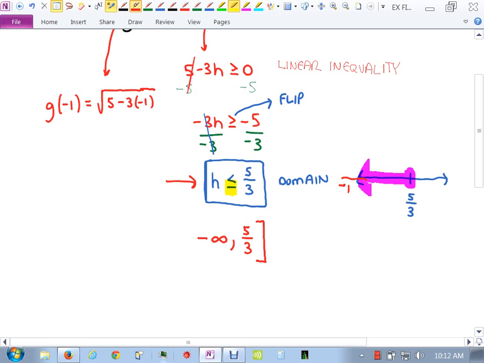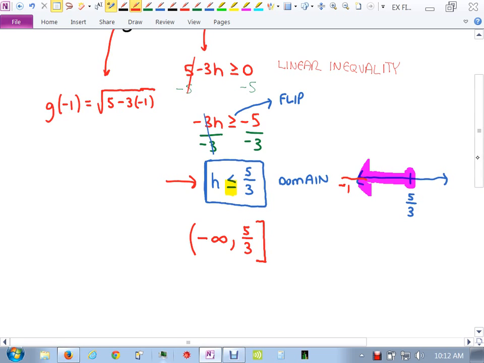Now, when it comes to infinity, positive or negative, you always put parentheses. And the reason why is because infinity is not a number. You can never get to infinity. So you can't bracket it and say, oh, stop when you get to infinity, you know? So the 5/3, though, we can get up to it and stop.